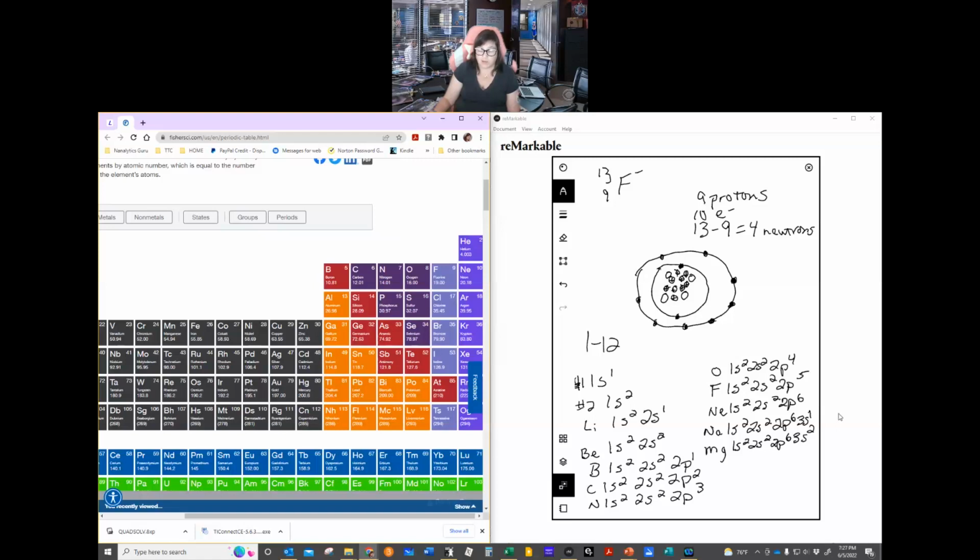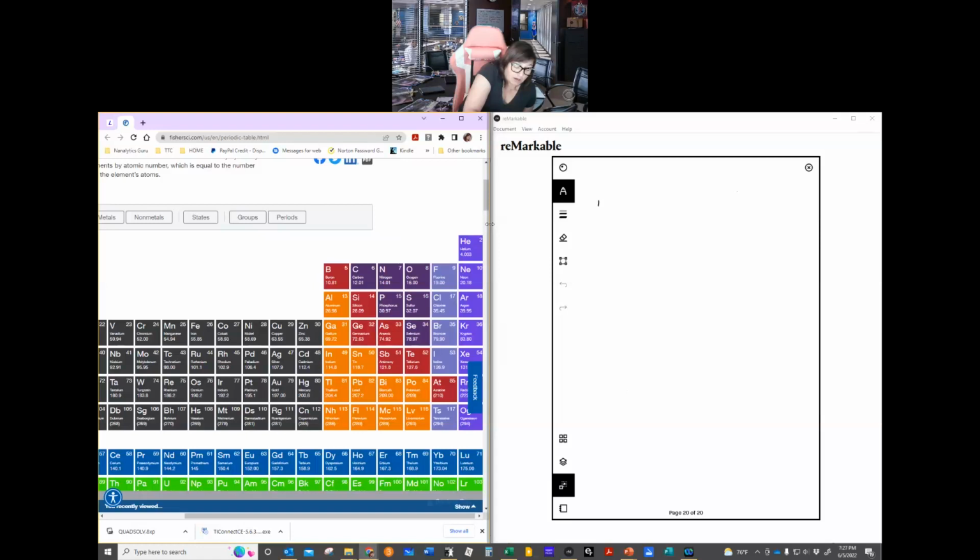Now, I can draw this in the other way that I showed you, with the boxes. So I have a 1s box, I have a 2s box, I have 3 2p's, I have a 3s.